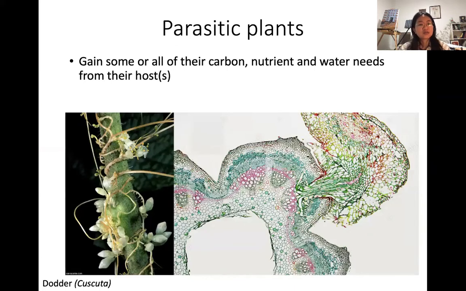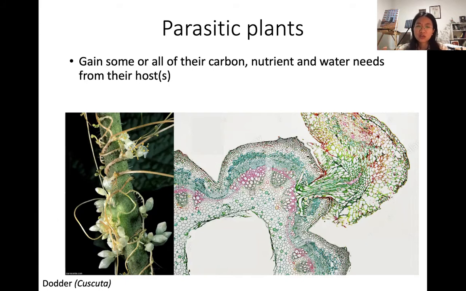Parasitic plants are a group of very special plants that gain some or all of their carbon, nutrient, and water from other plants, namely their host. For example, here we're seeing a thread-like plant called dodder. Its Latin or scientific name is Cuscuta. It wraps around its host and also bites into its host through a root-like structure shown here on the right that is called haustoria.